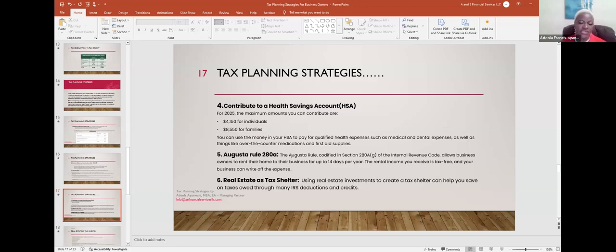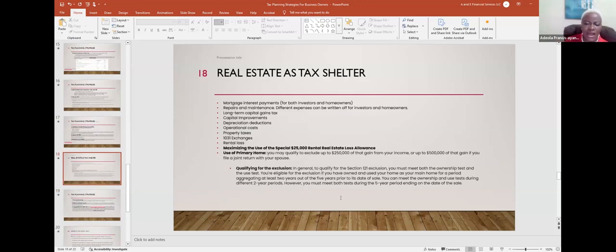Okay. Another one is real estate as a tax shelter. Real estate as a tax shelter is huge, right? But I'm not going to be able to cover a whole lot of it. I'm only going to explain briefly. Using real estate investment to create a tax shelter can help you save on taxes through many IRS deductions. Now you probably are wondering, how would this help me? As we all have heard in the past, real estate is important to build wealth. Not only to build wealth, but you can also use it to leverage the tax code.